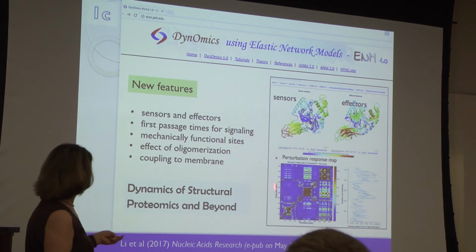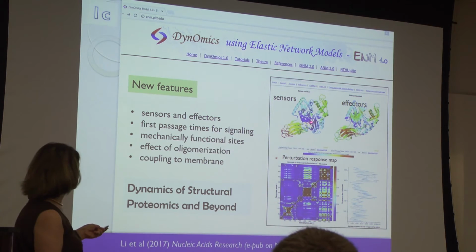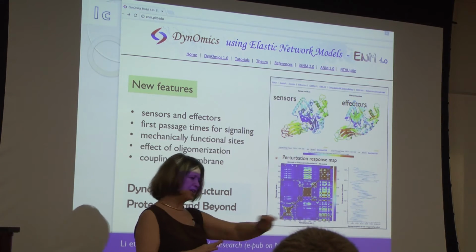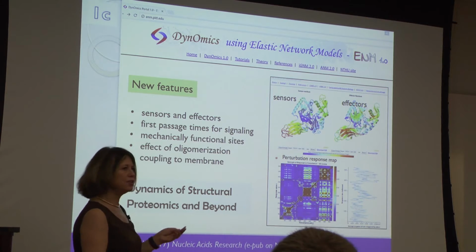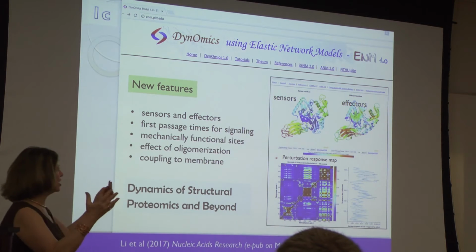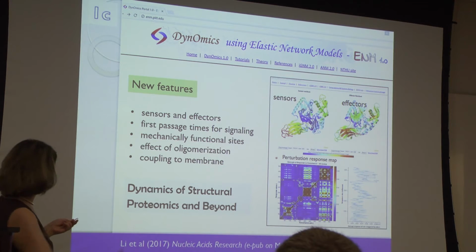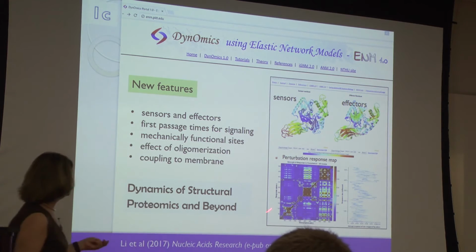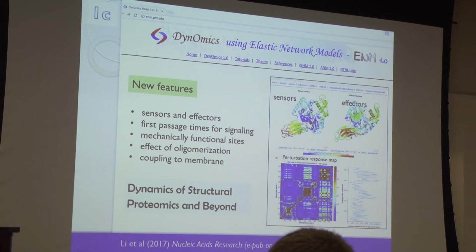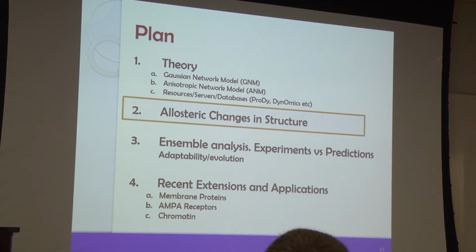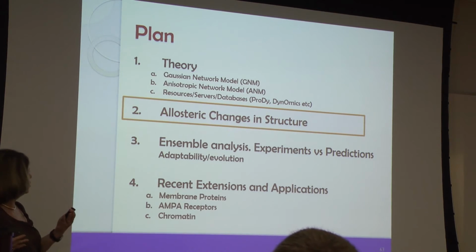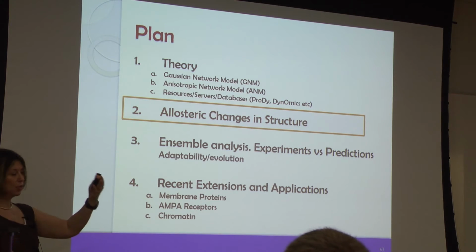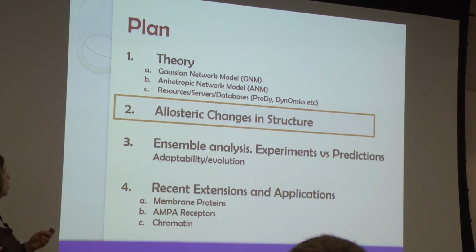You can generate a map. So here's the perturbing residue, here's the response you can have. And some of the residues will be very effectively transmitting signals. These are called effectors. Others serve as sensors. They are very sensitive to external signals and usually located at the ends of the structure. So you will see that it's possible to obtain this type of information, and he will walk you through that, an application recently published. So this brings us to those allosteric changes in general, how the protein or DNA or whichever structure you are analyzing responds allosterically.